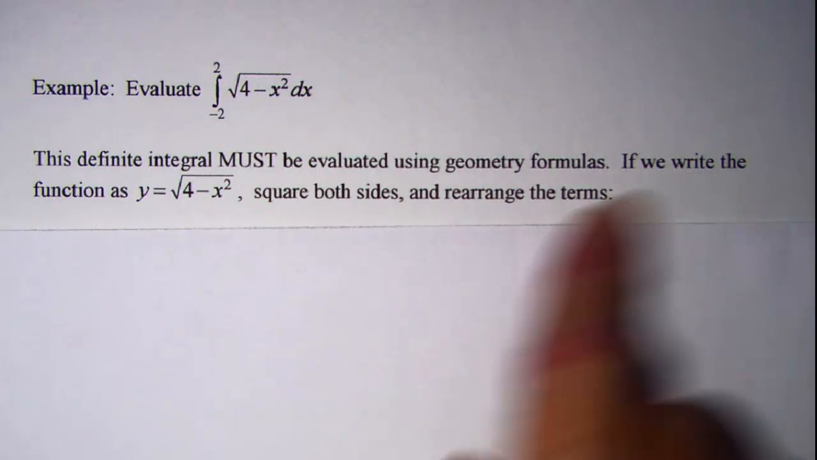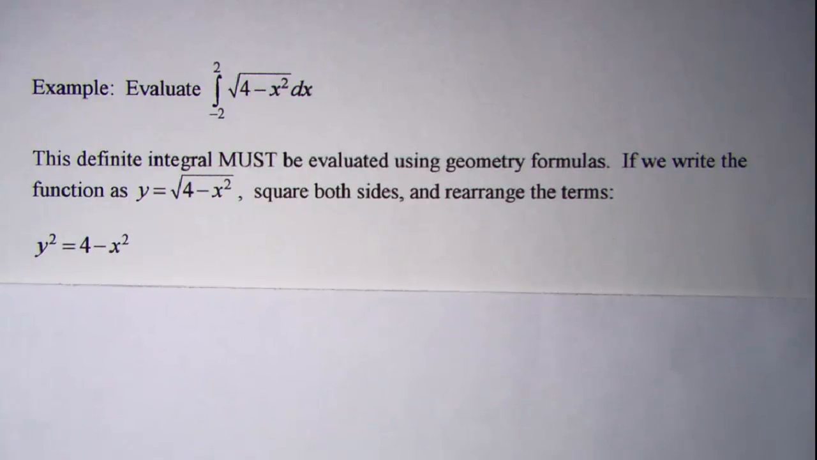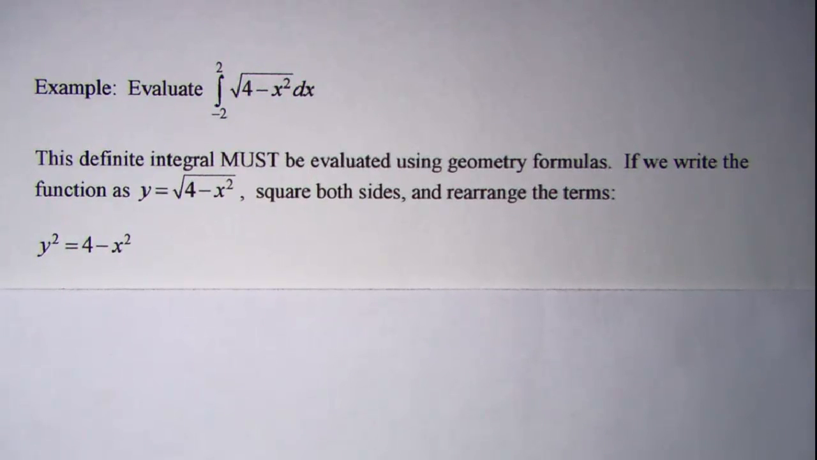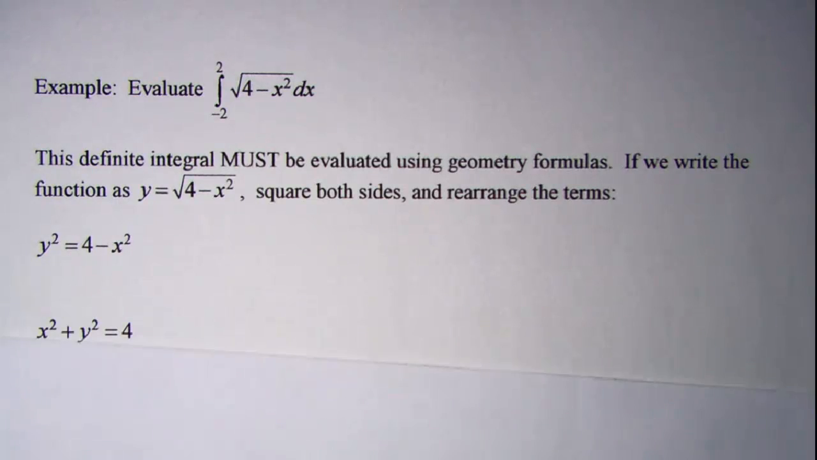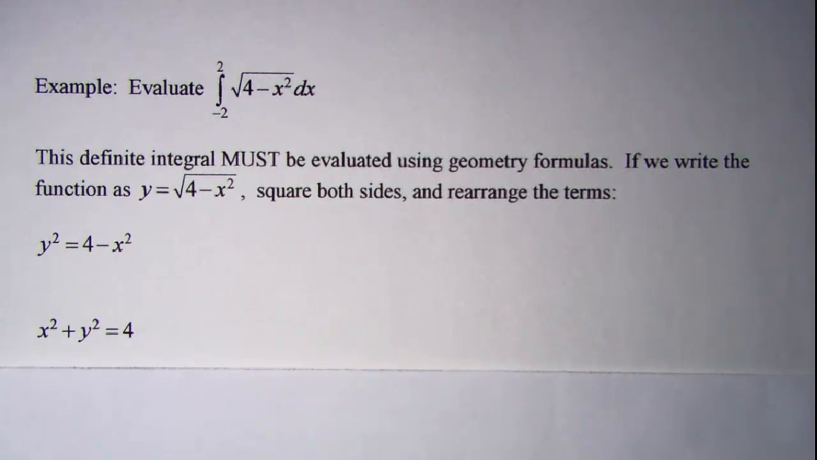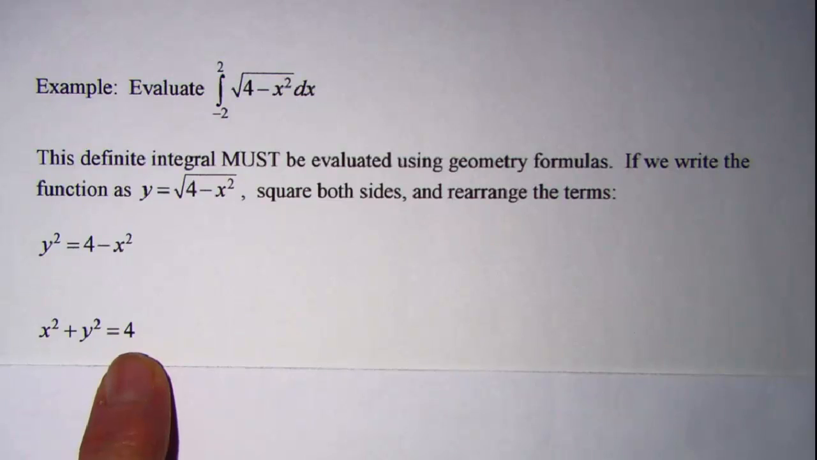So first of all, let's write the function as y equals radical 4 minus x squared. Square both sides and rearrange the terms. So when you square both sides, you get y squared equals 4 minus x squared. Now if we add our x squared to the left side, we get x squared plus y squared equals 4. Hopefully you'll recognize this as the equation of a circle with a center at 0, 0 and a radius of 2.